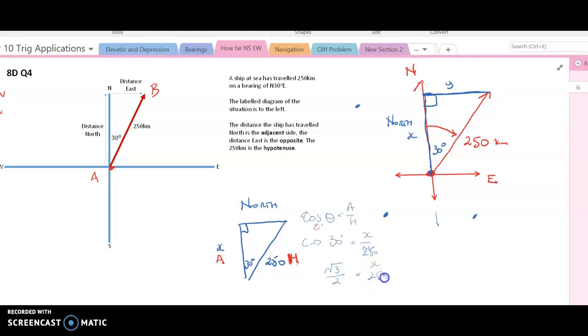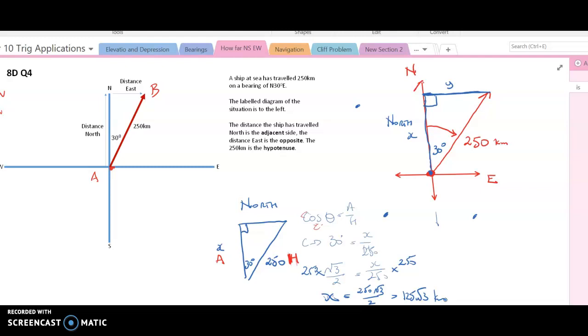So multiplying both sides by 250, we end up with x equals 250 multiplied by root 3 over 2, which is 125 root 3 kilometers. And we would leave it at that because we would be doing this in the tech-free section.